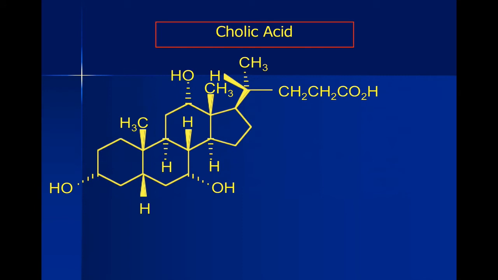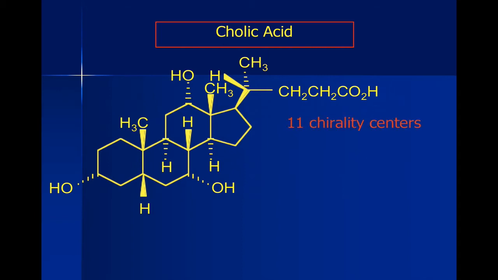Another thing that we need to talk a little bit about is molecules with more than one stereocenter. So if we look at this particular molecule, this is cholic acid. It's a natural product. Your body produces this. And if we look at it, we can see that there are a number of stereocenters. So there's 1, 2, 3, 4, 5, 6, 7, 8, 9, 10, 11. There are 11 stereocenters in this particular molecule.